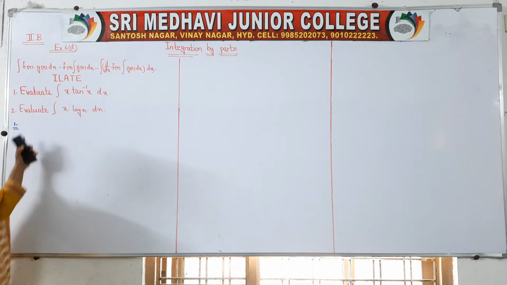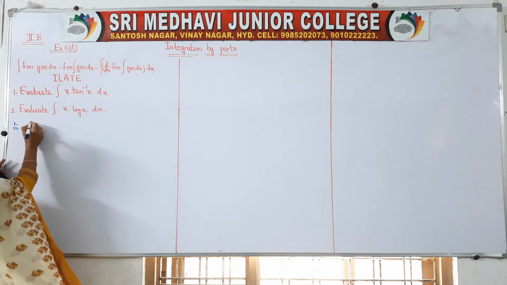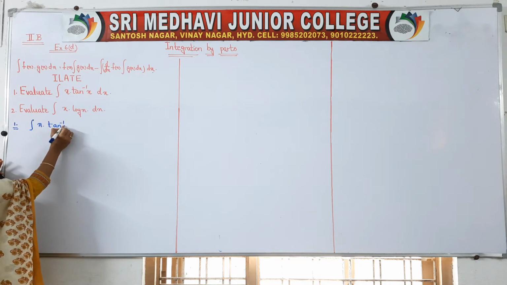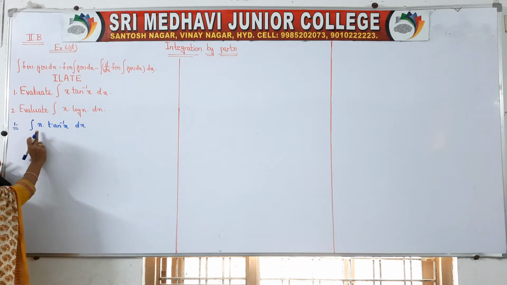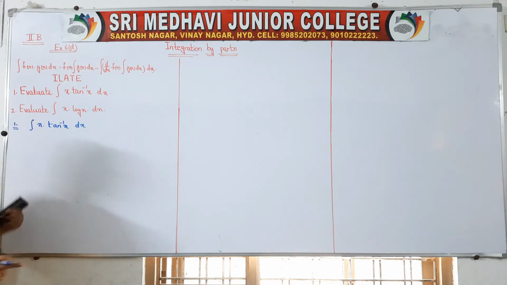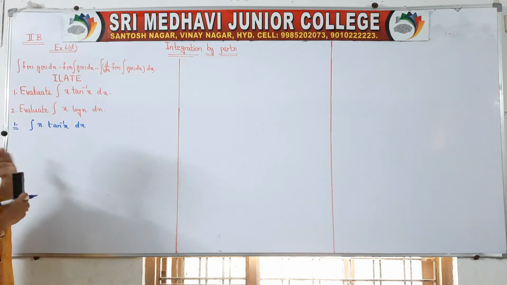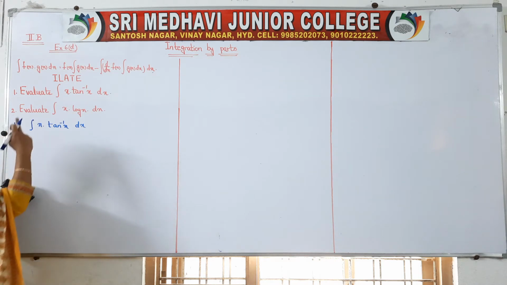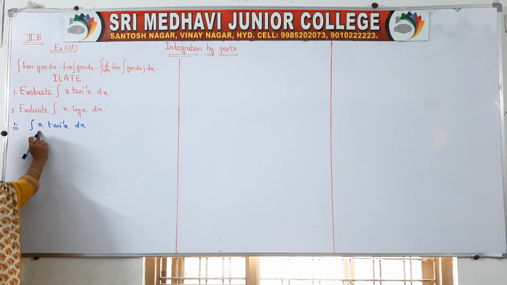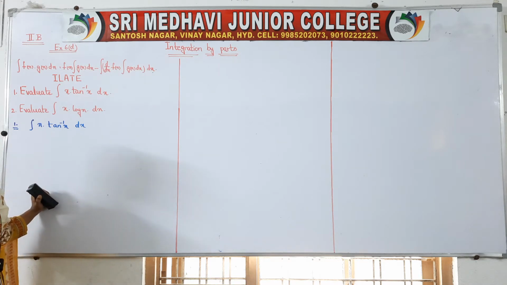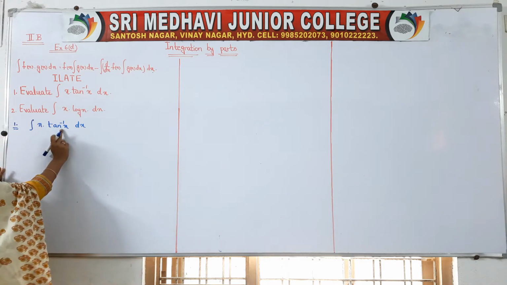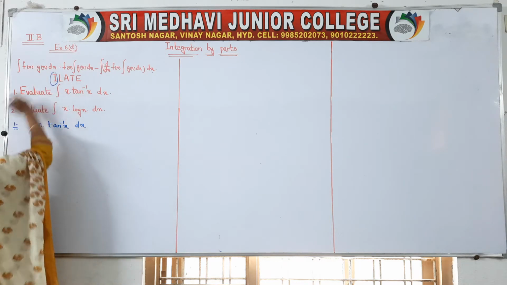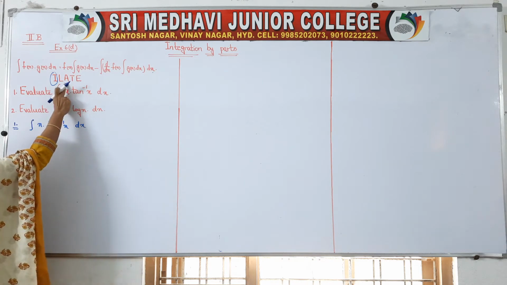Now I will show you how to solve. The first question is: evaluate the integral. What is the given value? X into tan inverse x dx. Observe, this is in terms of x and this is in terms of x, but we cannot take the first function as f of x and the second as g of x. First of all, we have to check that rule. This is an algebraic function, and this is an inverse function, tan inverse. So first inverse comes, then algebra comes.